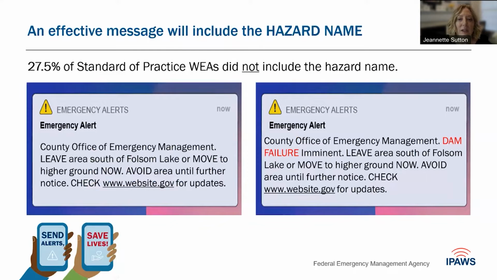So you saw that 27% of standard of practice WIAs did not include the hazard name, and this is what it looks like when it does not. An example on the left reads, County Office of Emergency Management, leave area south of Folsom Lake or move to higher ground now. Avoid area until further notice and check the website for updates. If you include the name of the hazard, it increases people's understanding of what exactly you're asking them to leave. And the reason, which in this case, we put in red and all caps, dam failure imminent.